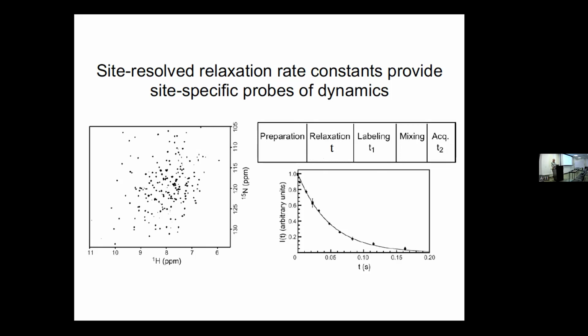So we like to arrange the experiments in such a way that either the decay is single exponential or it's multi-exponential in a way that we understand. We might know the relative amplitudes of the two decays, for example, and can put that in as a constraint.